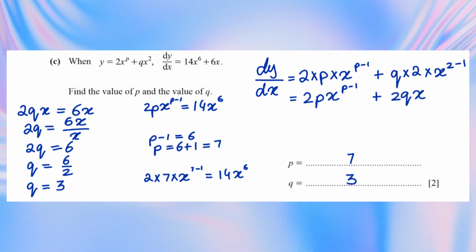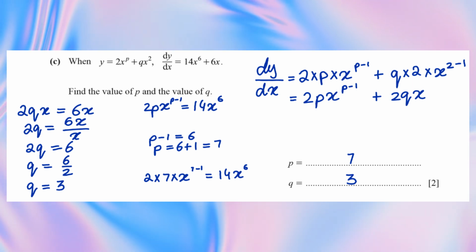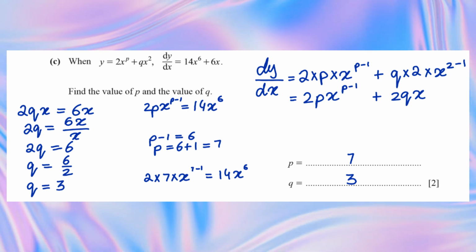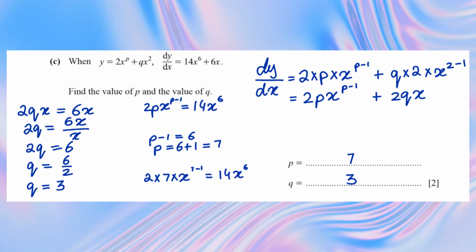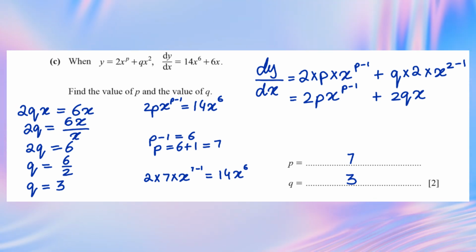Now, moving on to the last part of the question, part C. It says when y equals 2x to the power of p plus qx squared, dy by dx equals 14x to the power of 6 plus 6x. Find the value of p and the value of q.